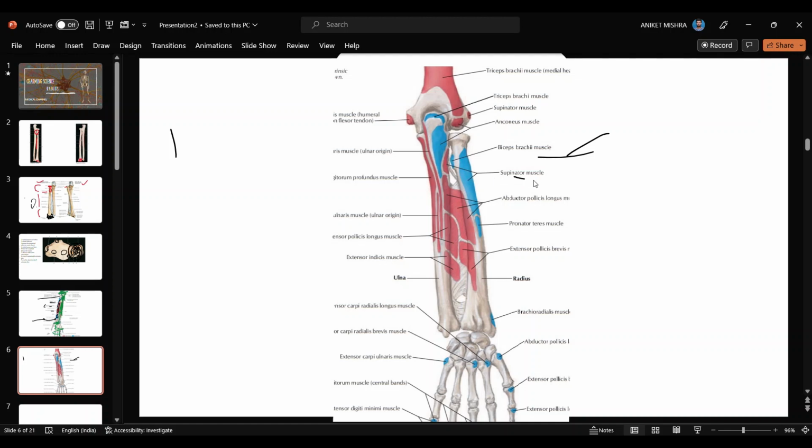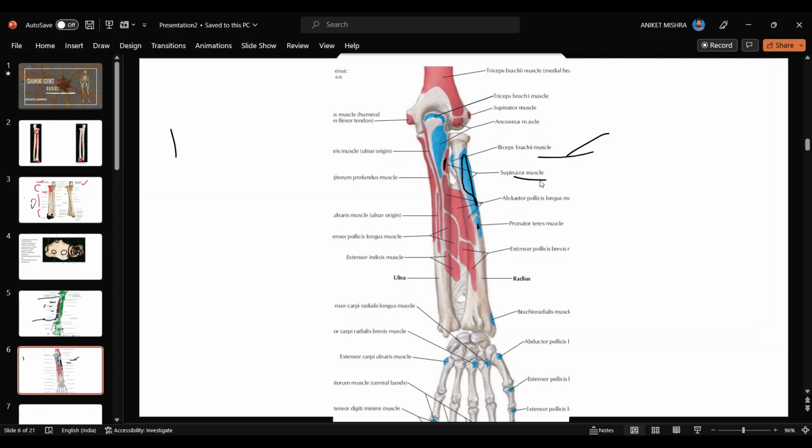The supinator muscle inserts at the upper part of the lateral surface. It originates from the ulna, and we will say where when we talk about the ulna. So the supinator muscle inserts at the upper part of the lateral surface of the radius. When we talk about the pronator teres muscle, it inserts at the middle of the lateral surface, at the upper one third.